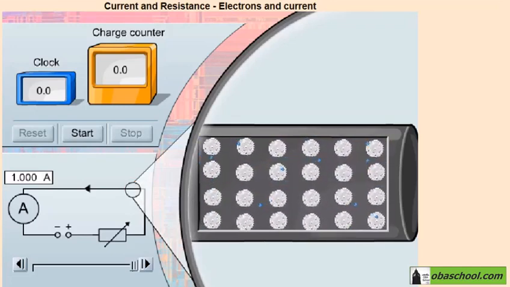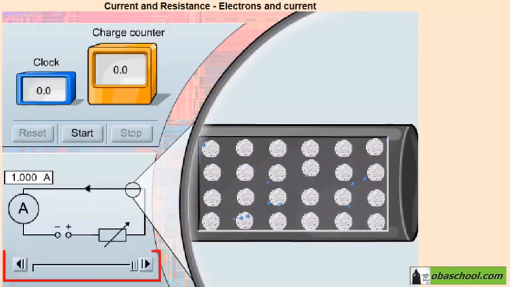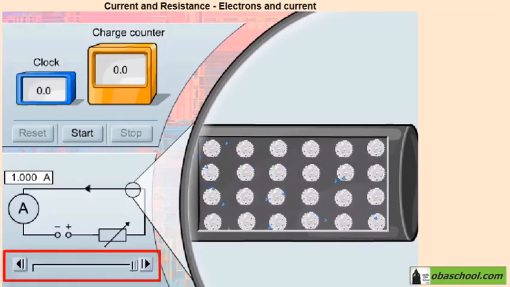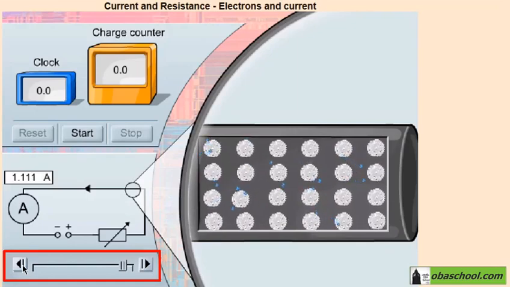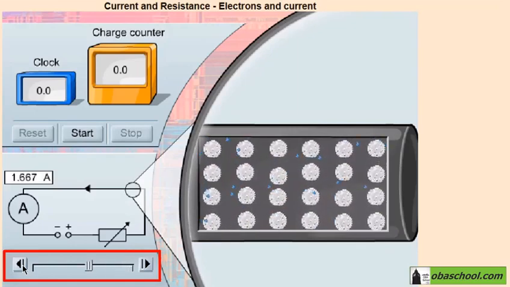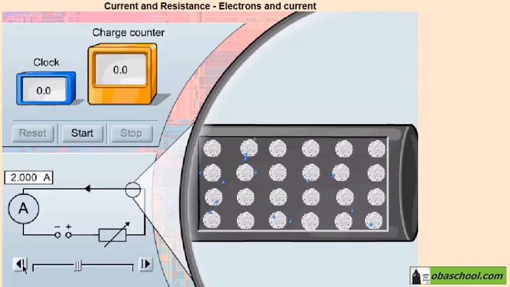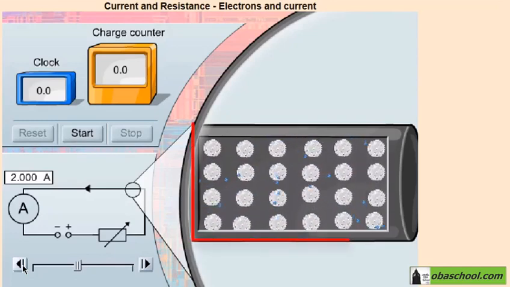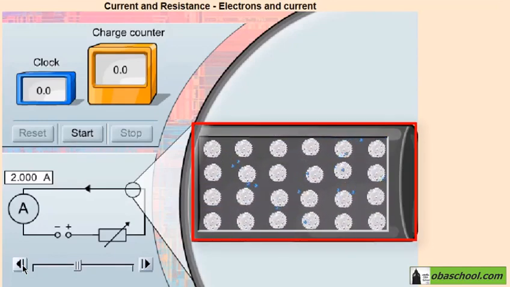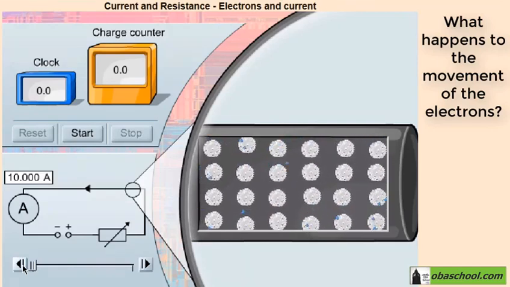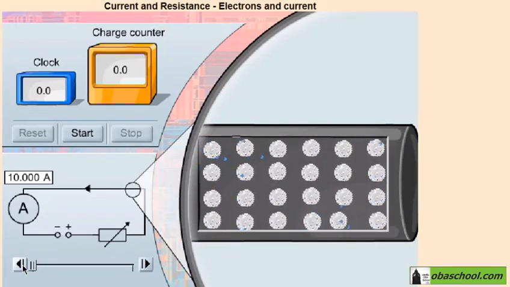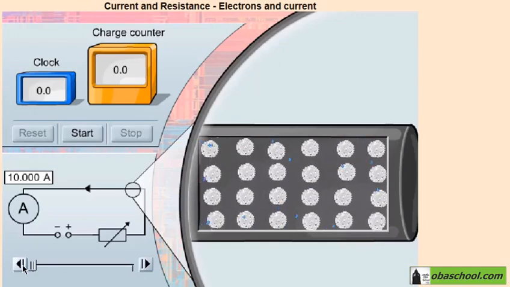Let's click the left-hand arrow on the slider at the bottom of the screen repeatedly to move it to the far left to increase the current in the circuit. Notice the movement of the electrons in this enlarged view of the wire. So, what happens to the movement of the electrons? Yes, they travel more quickly through the conductor.